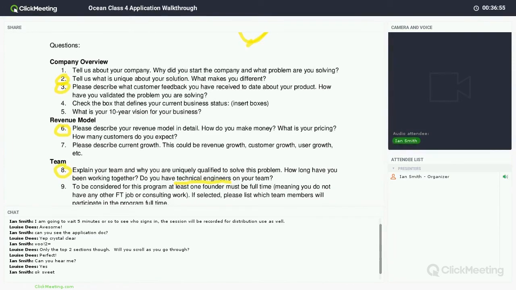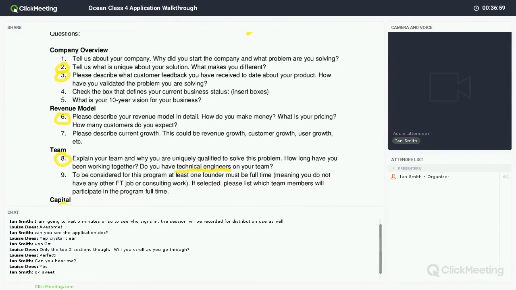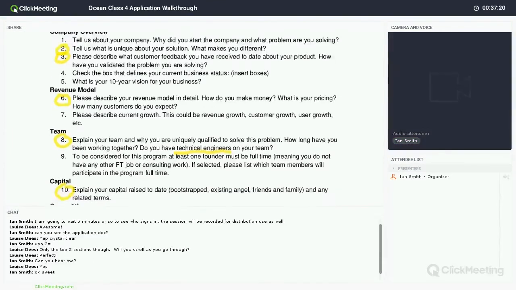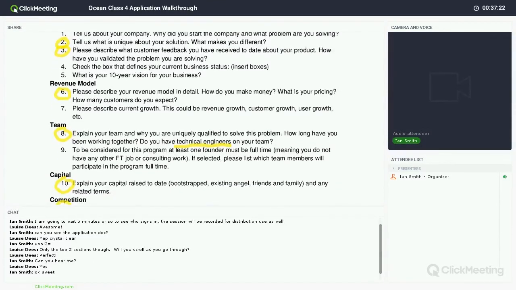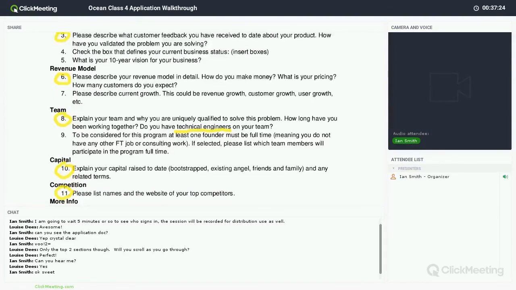I'll just do a brief overview here, or give you some bullet points on each section. Company overview again, question 2 and question 3 are most important. What is your unique value proposition? What makes you different in the marketplace? And what interaction have you had with customers, actual customers who are not your mother, your father, your brother, your sister, your wife, your spouse, actual customers in the marketplace? What are the reactions to your product? What are they saying about your product? Feel free to link to a spreadsheet here of some of the interviews that you've done.